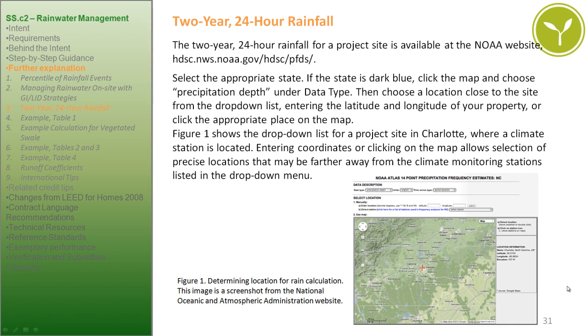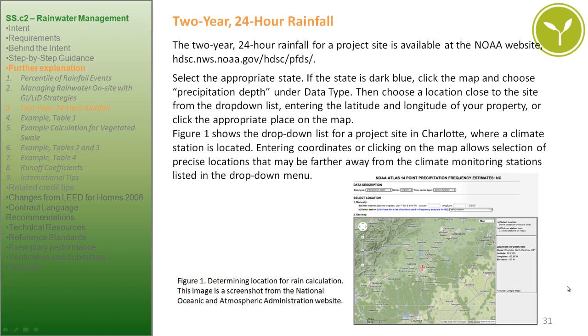2-year 24-hour rainfall. The 2-year 24-hour rainfall for a project site is available at the NOAA website, hdsc.nws.noaa.gov/hdsc/pdfs/. Select the appropriate state. If the state is dark blue, click the map and choose precipitation depth under data type. Then choose a location close to the site from the drop-down list, entering the latitude and longitude of your property, or click the appropriate place on the map.